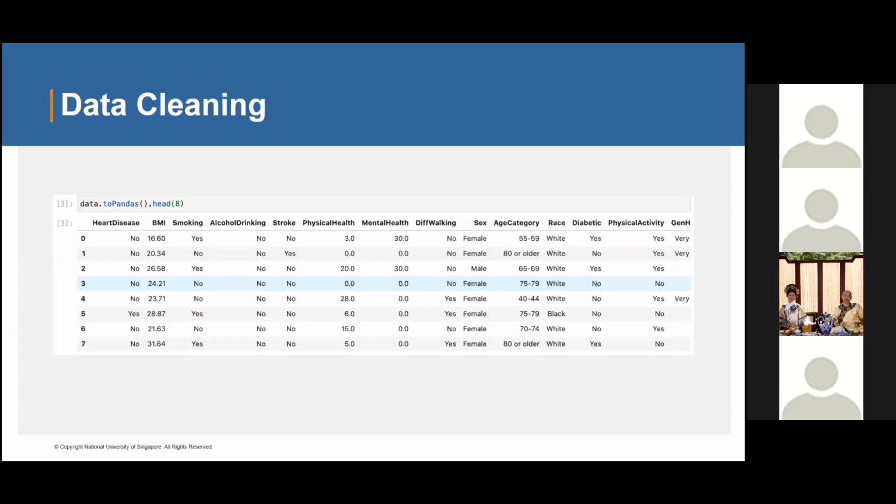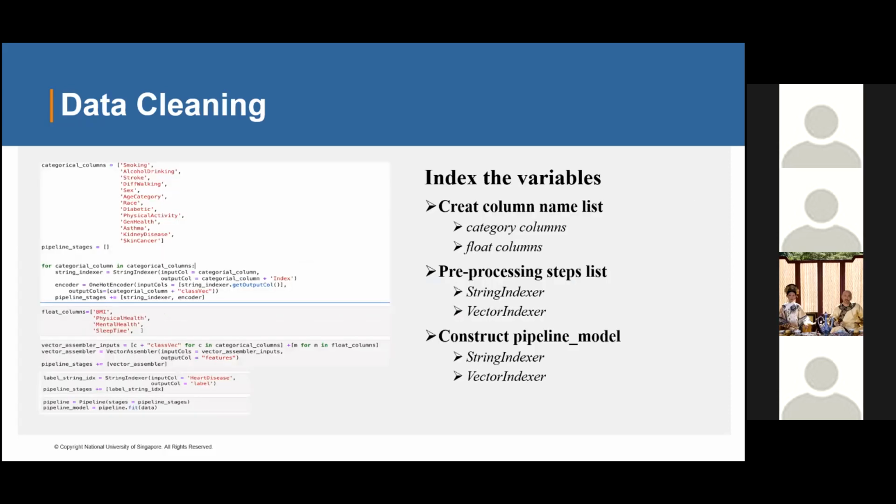Okay, let me introduce the data cleaning part to you. After we uploaded the data set, we got a data frame like that. Next page, please. First, the variables are of different types. We need to transform them into consistent ones. We created a list named pipeline stages that stores different functions for each independent variable. String indexes, encoders, and the vector assemblers are added in turn. Then we create a pipeline and feed it into our dataset.